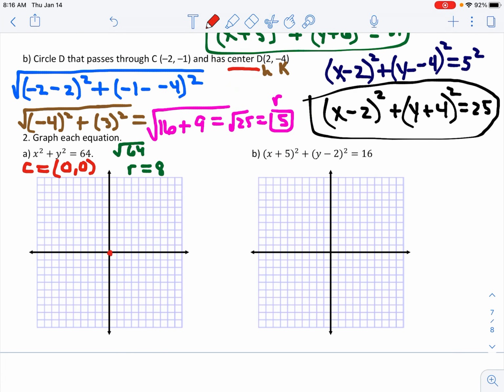Now remember, to graph it, I'm going to go to 0, 0 and graph my center. I'm going to count 8 to the right and graph a point. I'm going to go back to the center, graph 8 up. Go back to the center, graph 8 to the left. Go back to the center, graph 8 down, and now draw a circle with the points around your center.